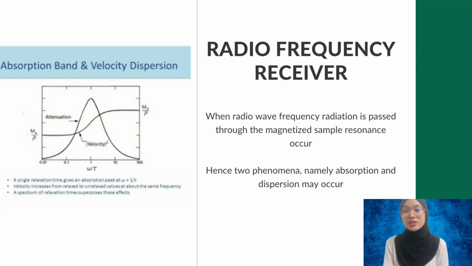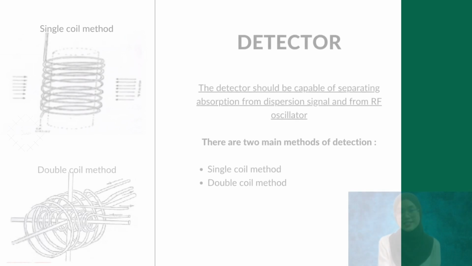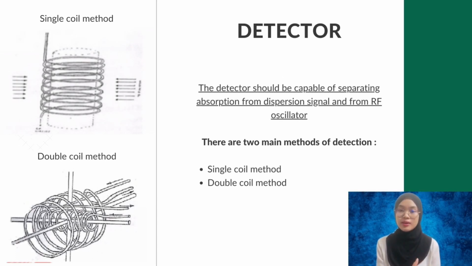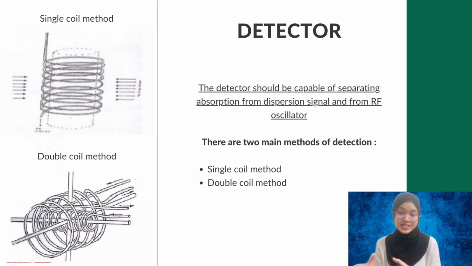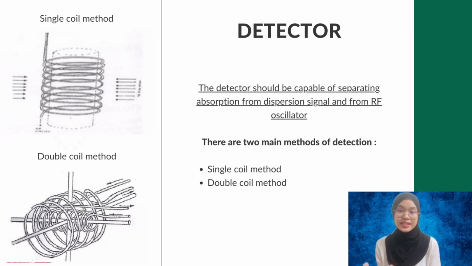So based on the observation of these phenomena, dispersion or absorption, we will be able to determine the resonant frequency of the sample, which gives us the data to know your sample molecule structure. Lastly is the detector. It should be able to separate absorption from dispersion signal and from the radio frequency oscillator.